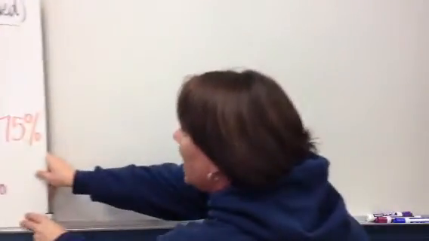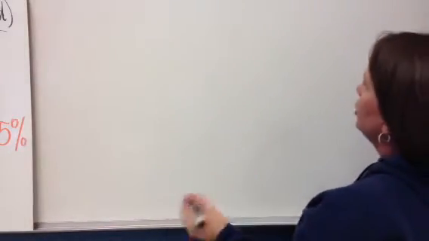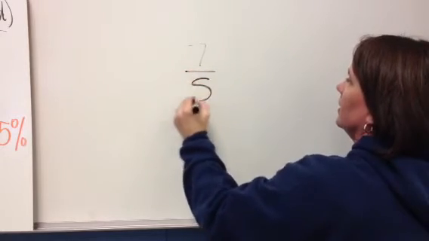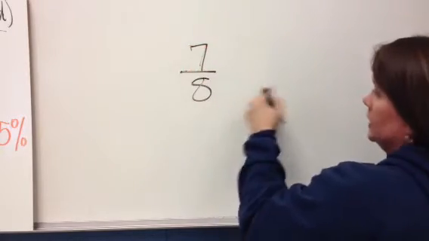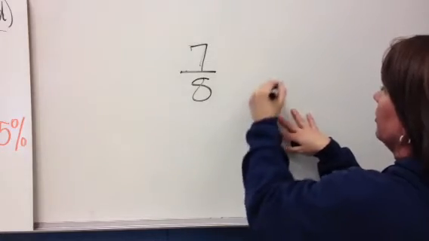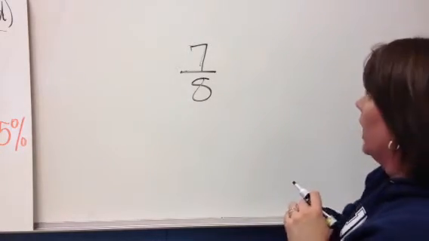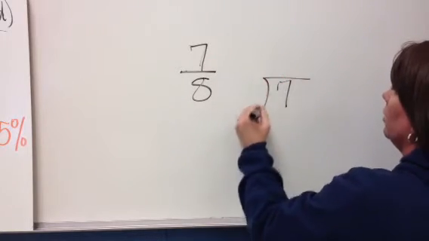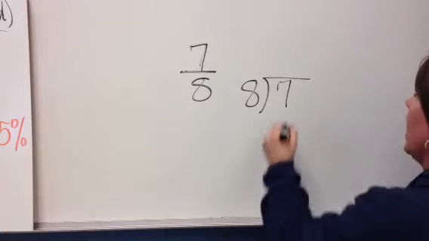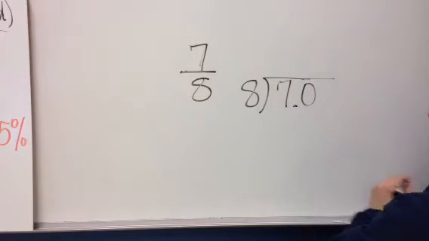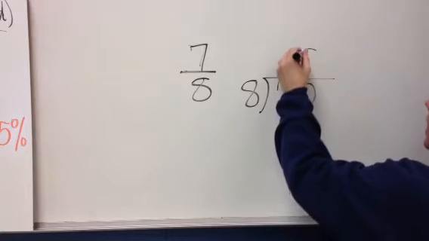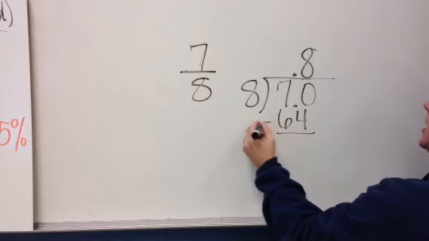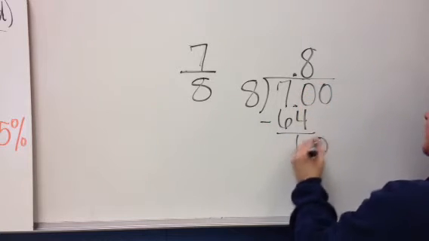Let's try one more. Let's do 7/8. Now, 8 does not go evenly into 100, so I can't come up with a denominator of 100 and work it that way. So I'm going to divide 7 divided by 8. Divide the numerator by the denominator. Add a decimal and a 0. 8 goes into 70 8 times. By the way, bring that decimal up. 8 times 8 is 64. Subtract, add a 0, bring it down.